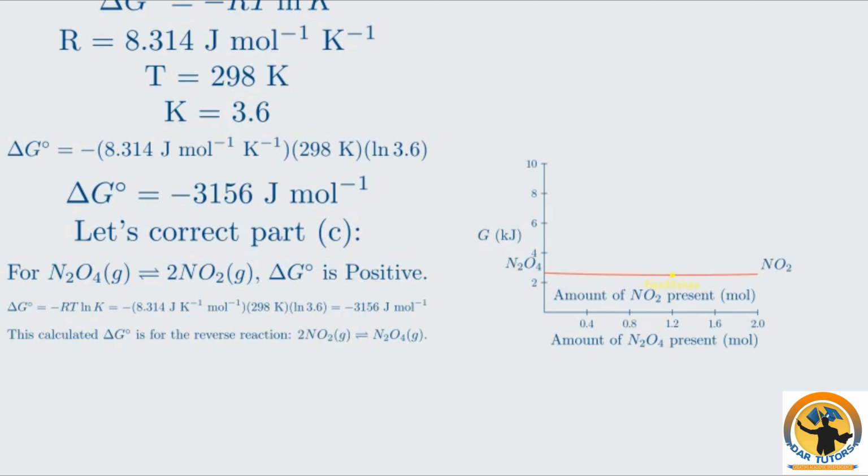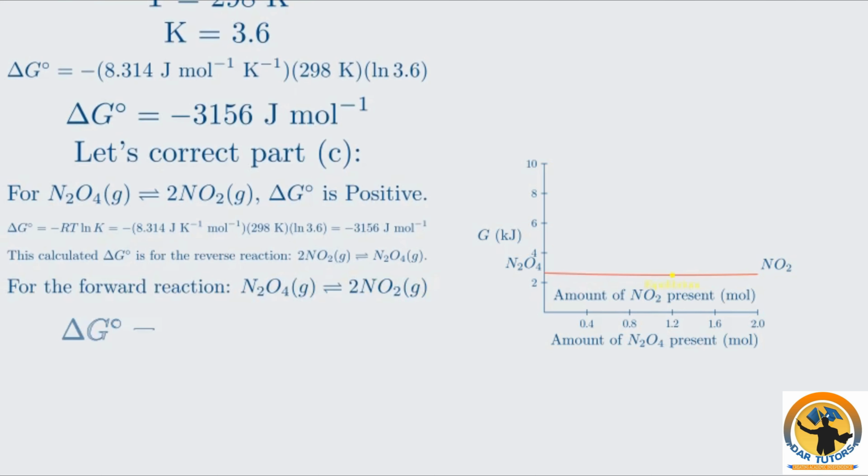For the forward reaction as drawn, N2O4 dissociating, delta G naught is positive 3156 joules per mole, or 3.16 kilojoules per mole. This is consistent with a non-spontaneous forward reaction and an equilibrium constant greater than 1. Therefore, for the forward dissociation, N2O4(g) equilibrium 2NO2(g), the correct value of delta G naught is positive 3.16 kJ mol^-1. It's always important to carefully interpret diagrams and check for consistency.